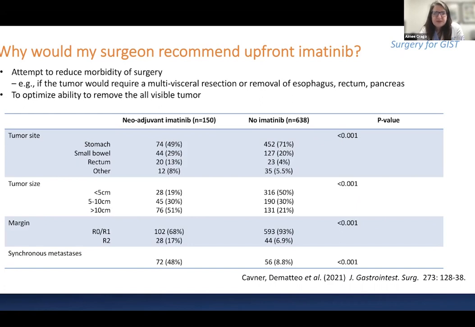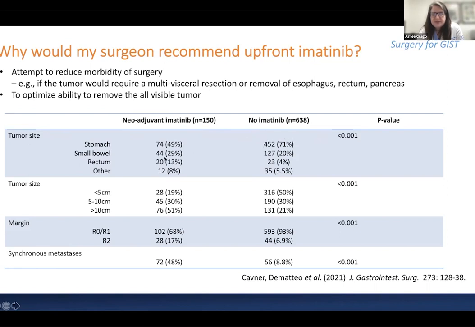And so this, again, is an analysis of the patients at our institution who got imatinib up front versus those who went straight to surgery. And you can see one of the things that determines who got the neoadjuvant imatinib is where the tumors were. So tumors in the stomach, we can often resect without giving imatinib up front.